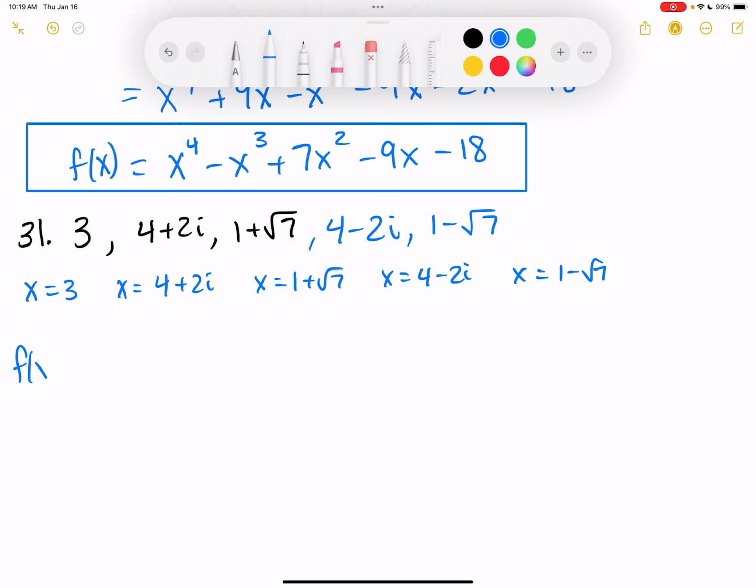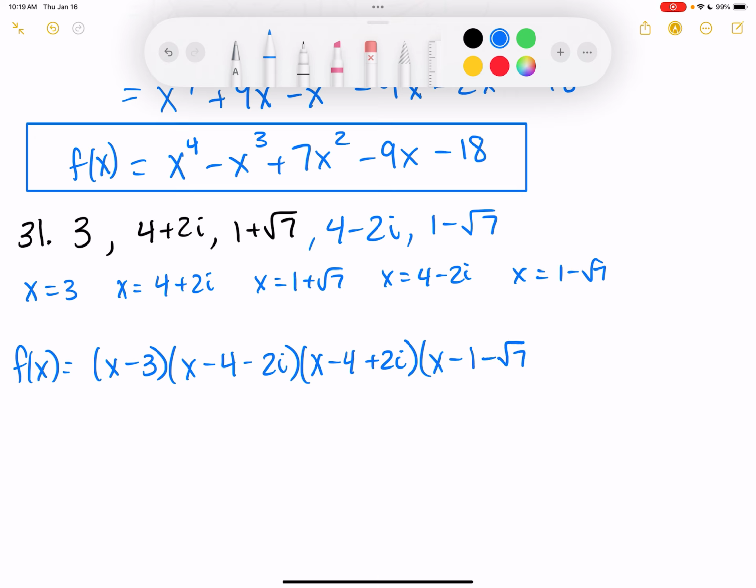When I move the 3 over, I get x minus 3. When I move the 4 and the 2i over, both of those things have to be subtracted, so it's x minus 4 minus 2i. Now, I would recommend that you do the other one that has i's involved in it next, so that you can multiply those things by each other. Okay. So x minus 4 plus 2i. And then x minus 1 minus the square root of 7. And then the other one, x minus 1 plus the square root of 7.